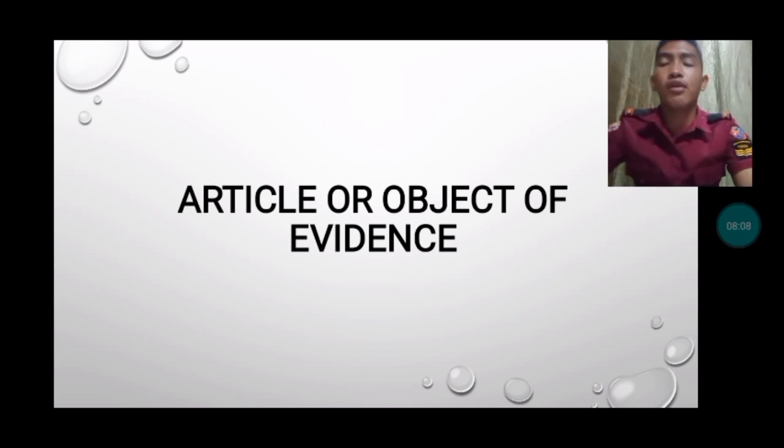Article or object of the evidence. When we say article or object of the evidence, important items of evidence are usually photographed individually at the scene of the crime as they are found, or upon receipt at the crime laboratory. These photographs serve the following purposes. One, a permanent record of the original appearance of the object. Two, it may be used in place of the evidence, thereby limiting unnecessary handling that can cause alteration.